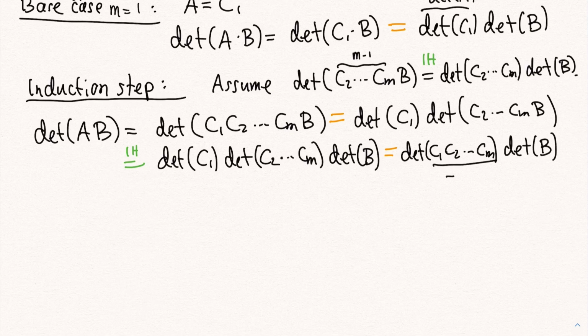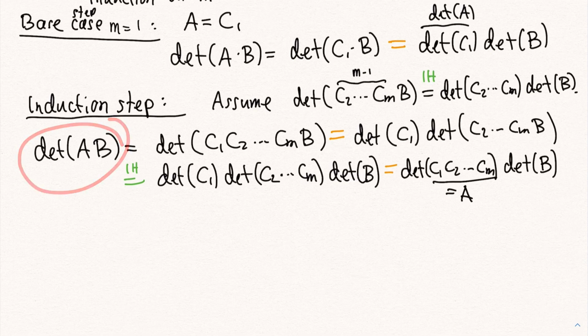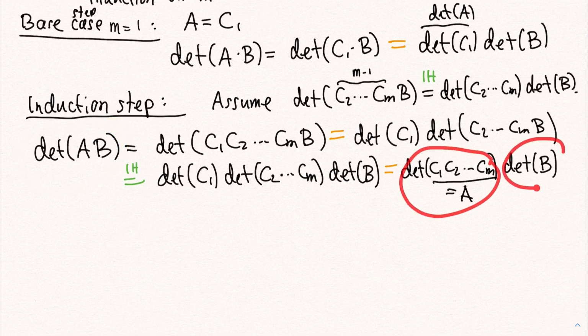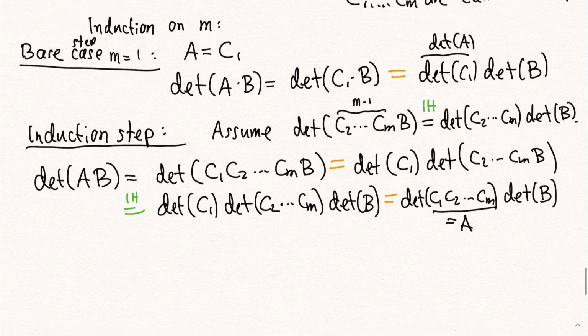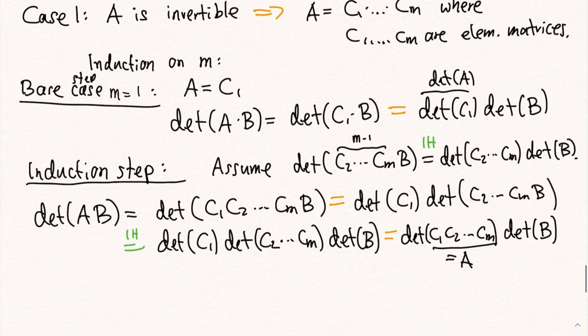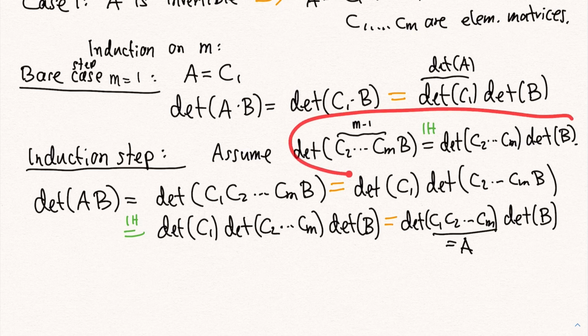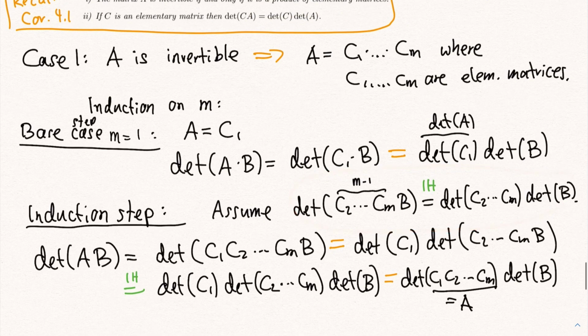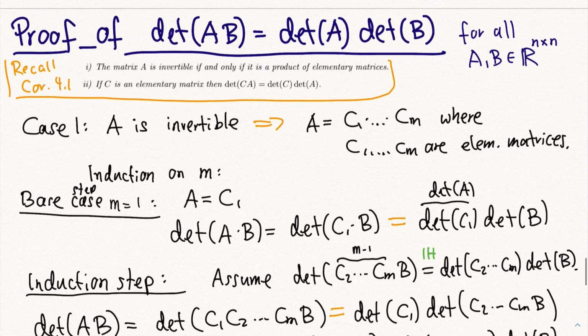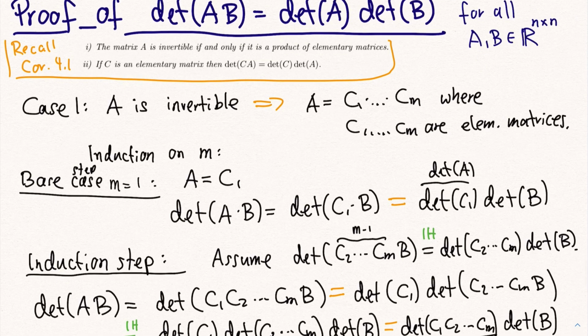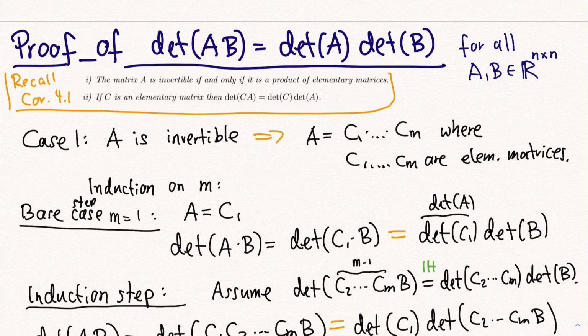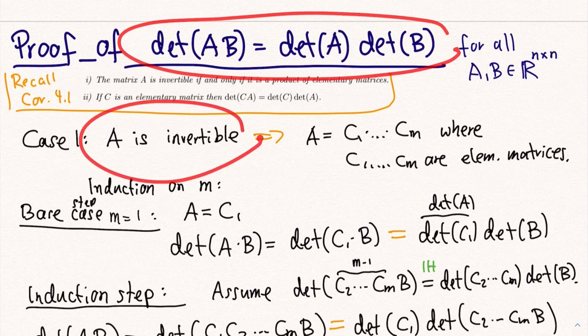But this one here is just A. So we see the determinant of A times B is the determinant of A times the determinant of B. And therefore this statement holds for m, assuming that this statement holds for m minus 1 products of elementary matrices. Yes, and this proves the case of this theorem if A is invertible.